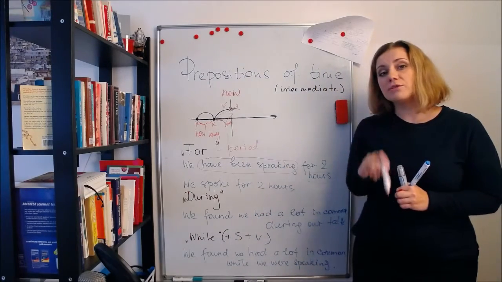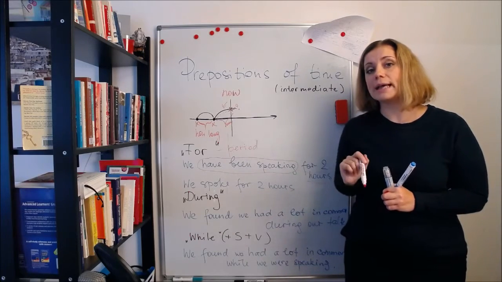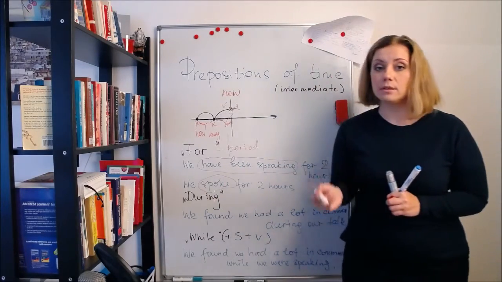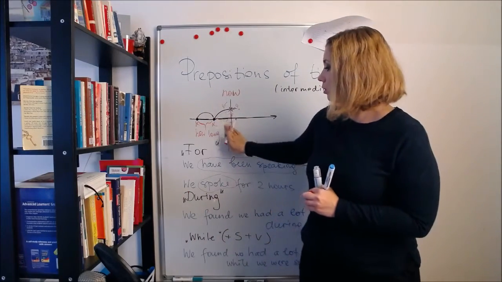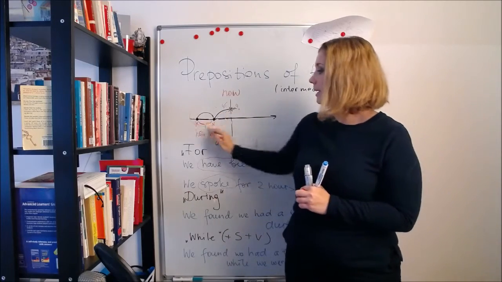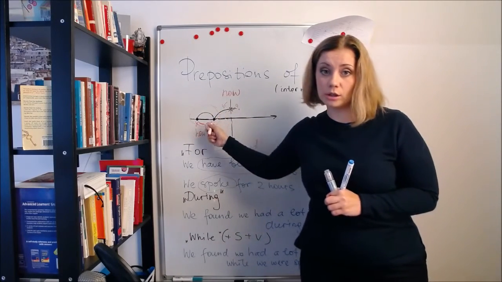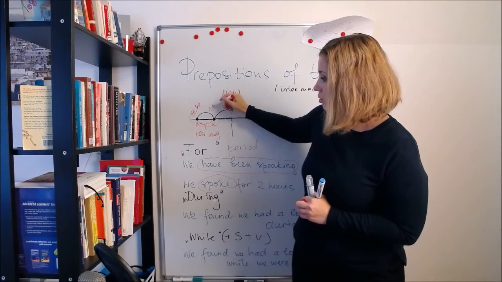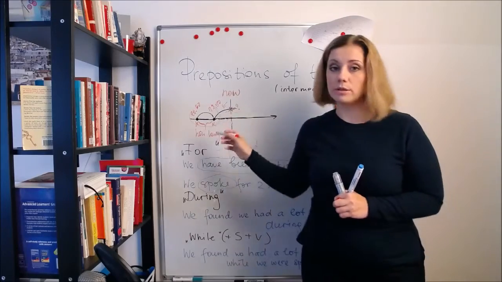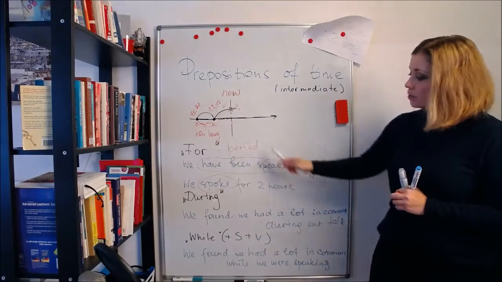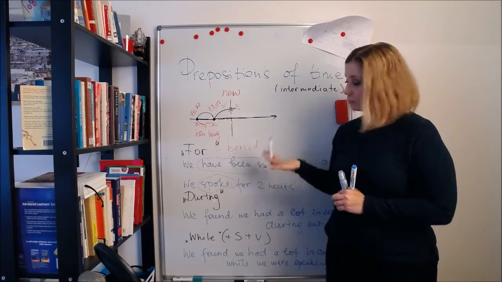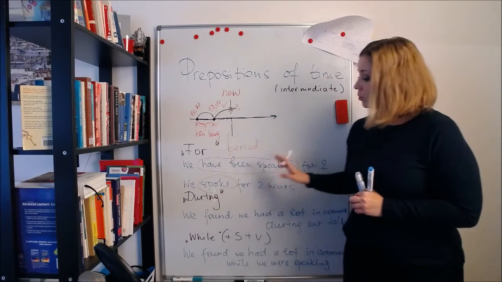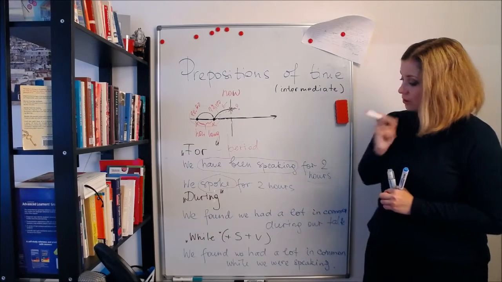But it works for finished actions too. That's why I'm telling you to be careful. So you can use this preposition with past simple if you show not the unfinished actions, but like in our example, the finished action. So it started, for example, at 10, it finished at 12, it lasted for 2 hours, okay? So it can be used both for perfect tenses and simple, past simple, okay? So you can use it for the finished period too.